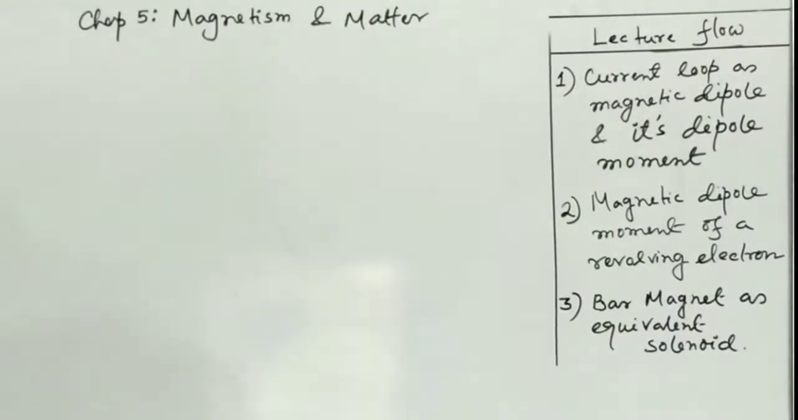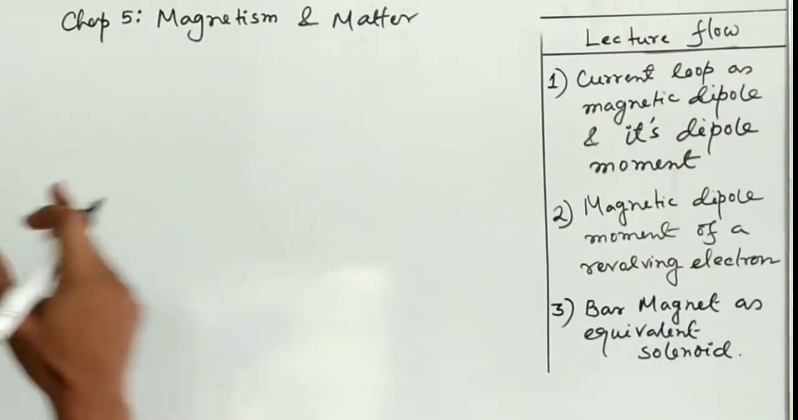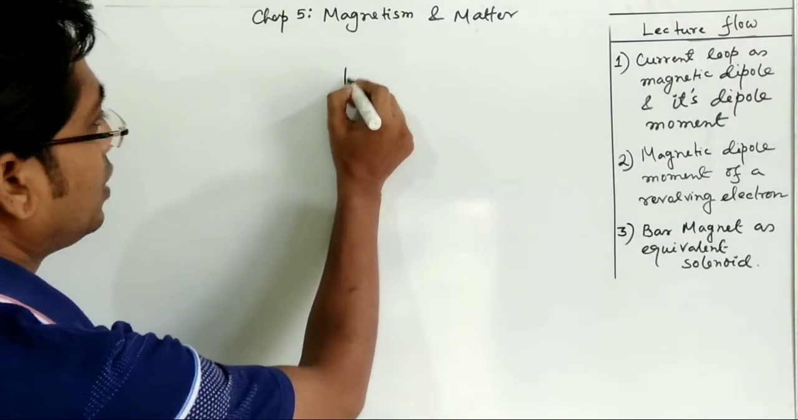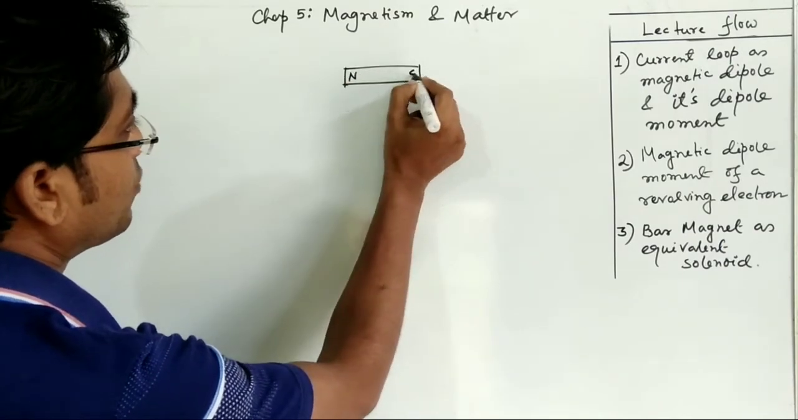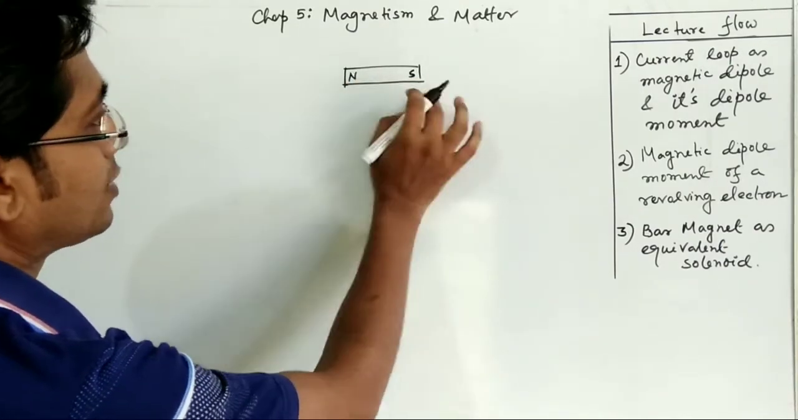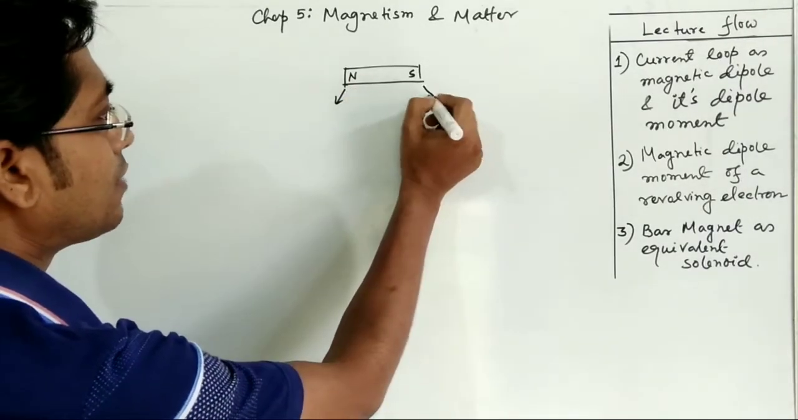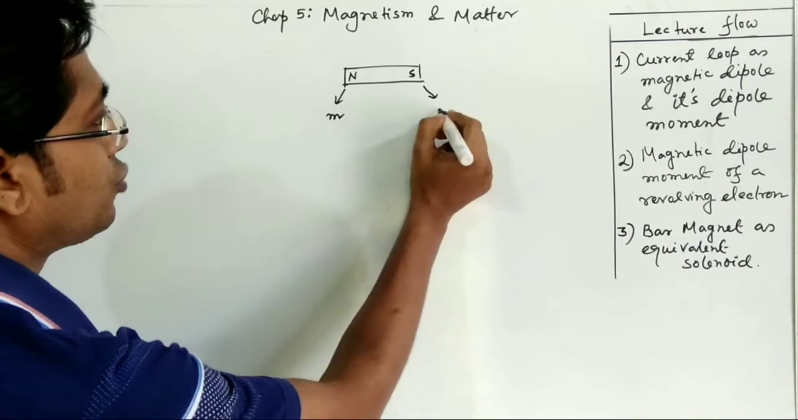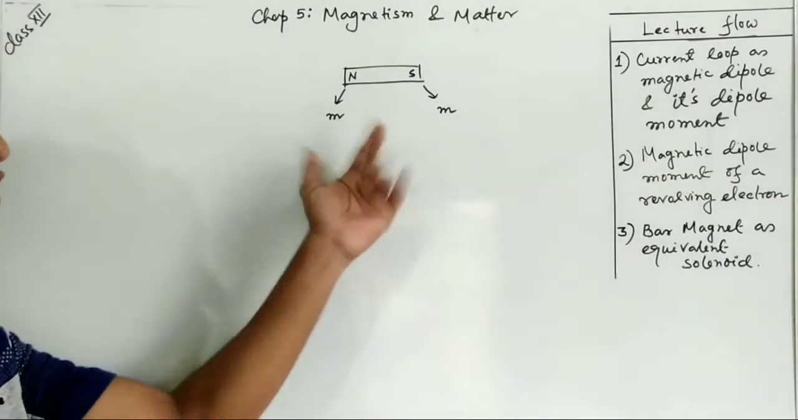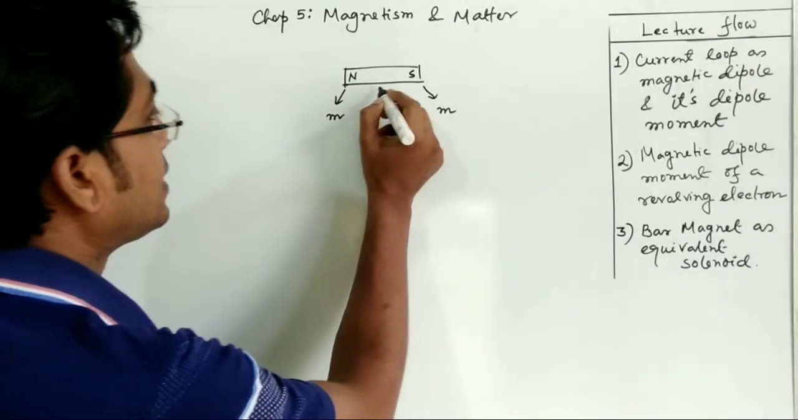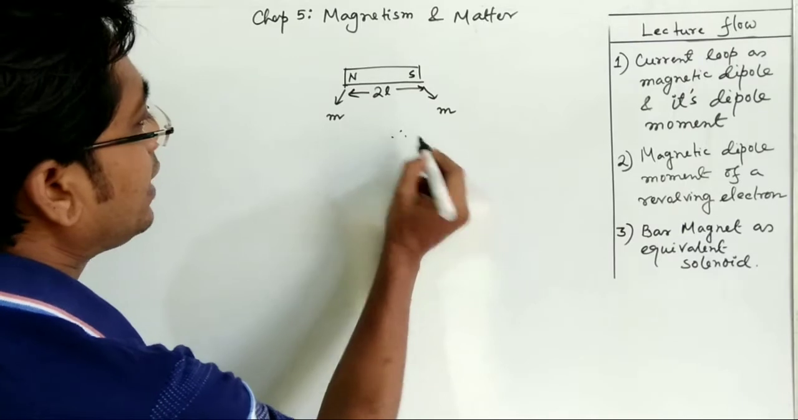Now current loop as a magnetic dipole. So we will start from the previous chapter that I have already covered in my previous video. That is, if we take one magnet, suppose this is a bar magnet. The bar magnet has two poles, north pole and south pole, and each pole has some strength that we call the pole strength, that is m and m, equal in magnitude but opposite in nature. Now they are separated by a distance, that is 2l. This is 2l. So now what is the magnetic dipole moment?